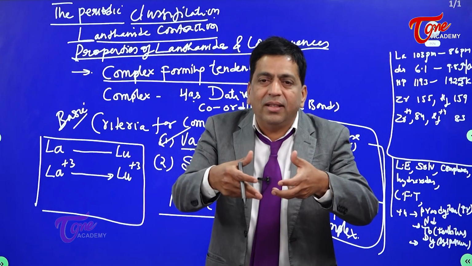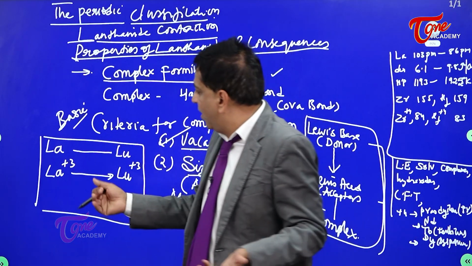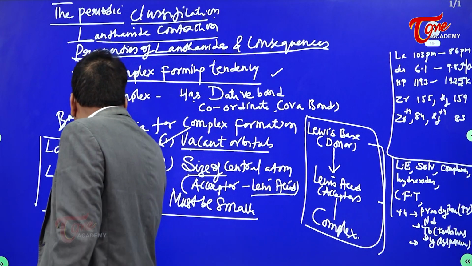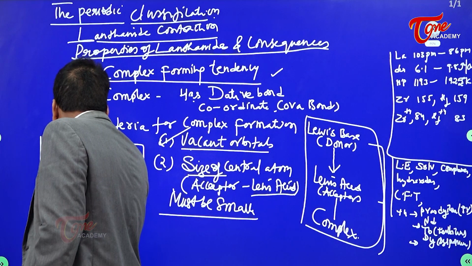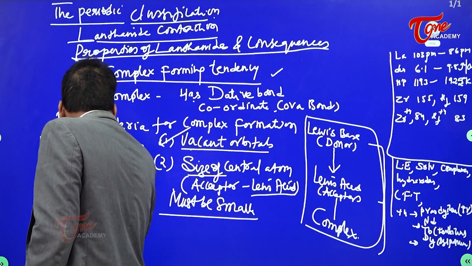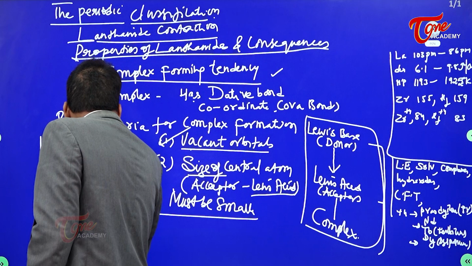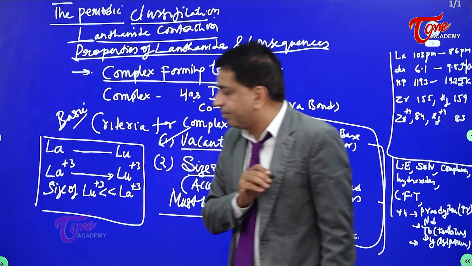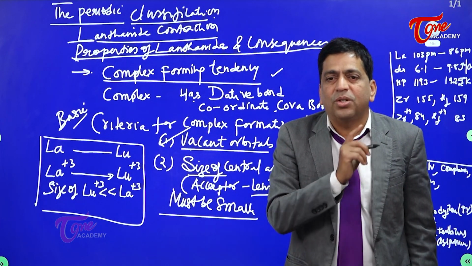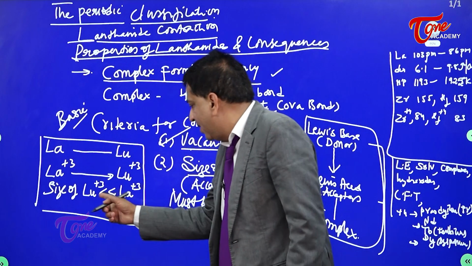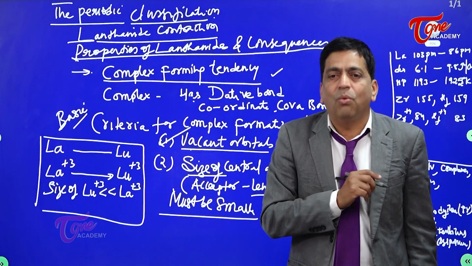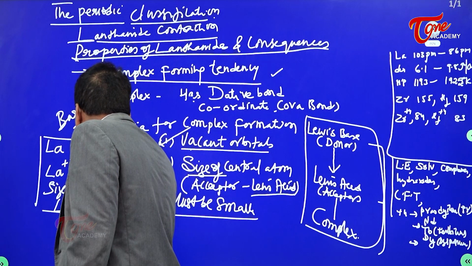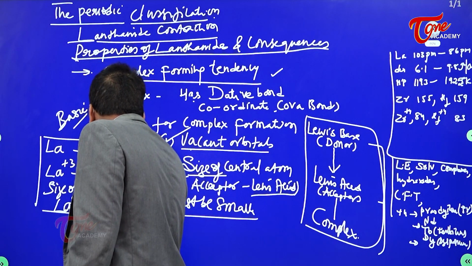Technically, those are called lanthanides. So what happens from lanthanum to lutetium is basically, if you look into the size of lutetium plus 3, it is very much smaller compared to lanthanum plus 3. You must understand. Look into the size. The size is basically like this. Why is it like that? Because of the lanthanide contraction which we see.